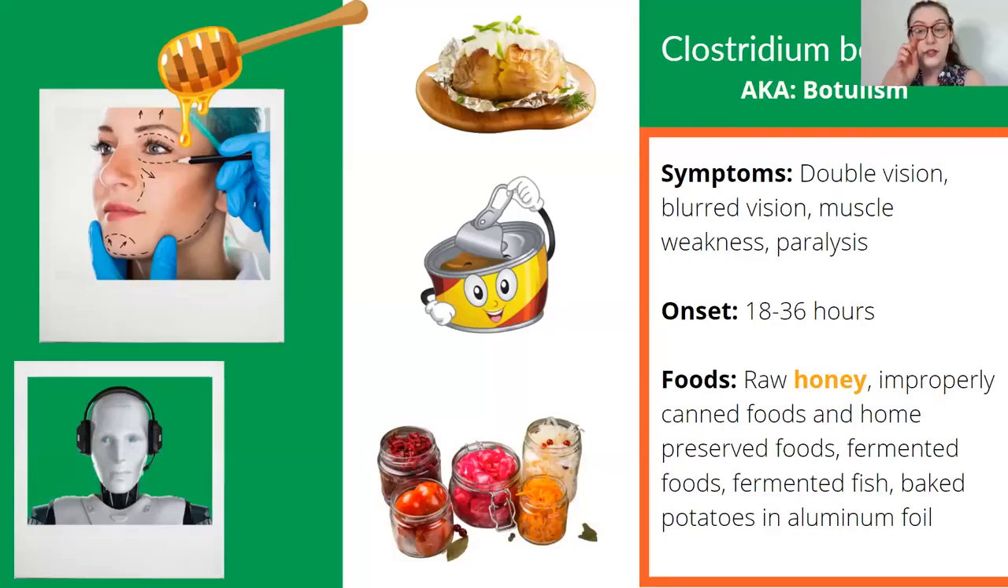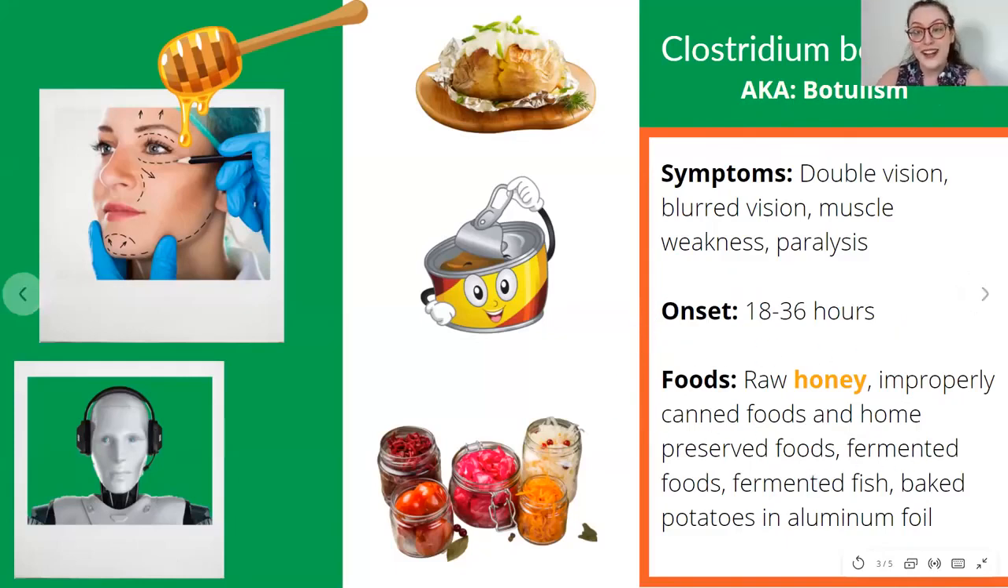So for each microorganism, we have a story. There's different ways to remember it, and I highly recommend you find what works best for you. I came up with these memorization techniques, and maybe they'll help you, and maybe you come up with your own story. So here we have Clostridium botulinum, aka botulism, and this is a pretty well-known one. We have our symptoms, we have our onset time, and our foods. How can we remember this?